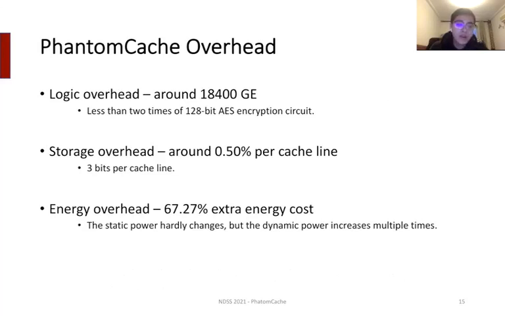The energy overhead is about 67% extra energy cost. And we know that the energy of a cache consists of 2 parts, the static power and the dynamic power. PhantomCache does not change the static power, but it increases the dynamic power by multiple times.